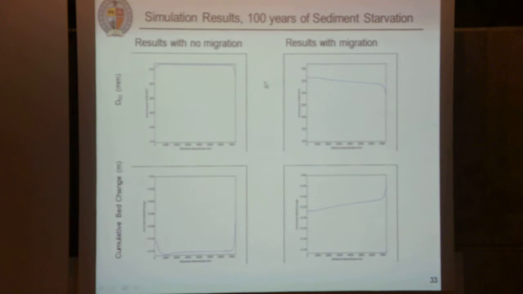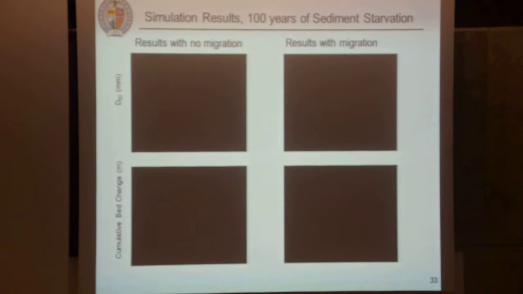But there are some interesting features that come up here, and I think I probably have enough time to go through a couple of these. One of the important ones gets down to the size-specific nature of these calculations. Let's see if that'll come up again. I'm going to plot D50 and cumulative bed change for the case with no migration and the case with migration.